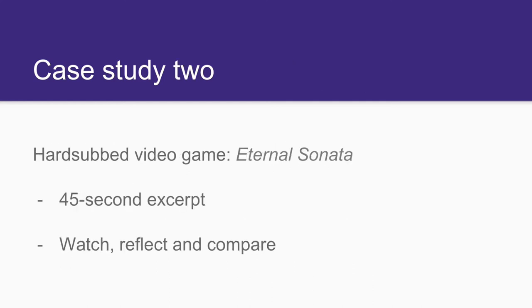And with this, we move on to our second case study. Once again, it is a video game with forced subtitles in English. Please watch this 45-second clip from Eternal Sonata, that's the name of the video game, and compare it with the one from Aliens, which we have just analyzed.